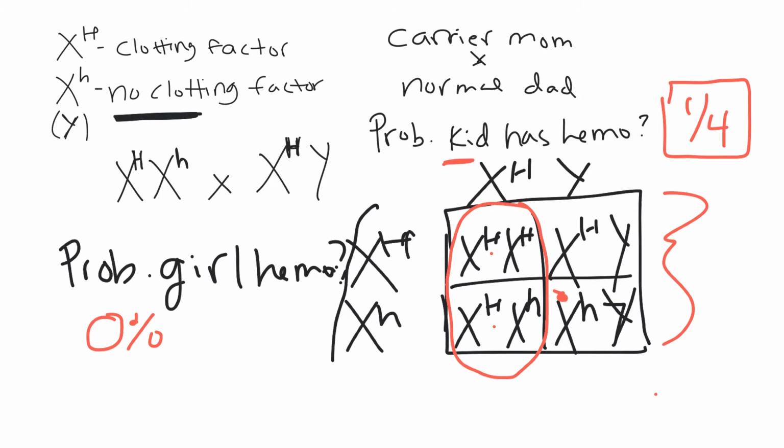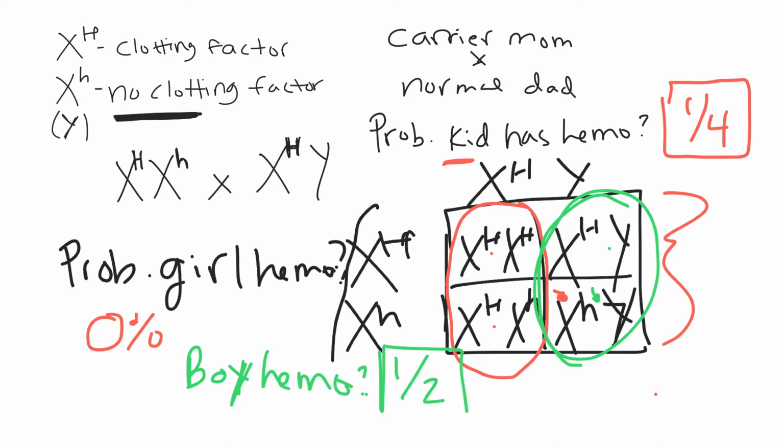On the other hand, if I asked you about a boy, let's say you know that you're having a boy, and I asked you what's the probability that your baby boy is going to have hemophilia, these are the only 2 boy options. This one we said is manifesting the hemophilia. This top one is not. So that's a 1 out of 2 chance that your baby boy is going to have hemophilia if you know that this is your carrier female and the male is normal. So you can see, depending on what we ask and what information you know, the probabilities can be different.